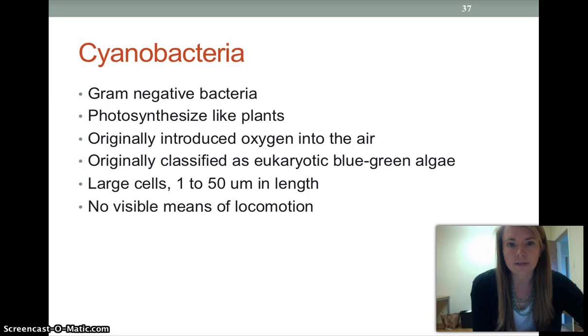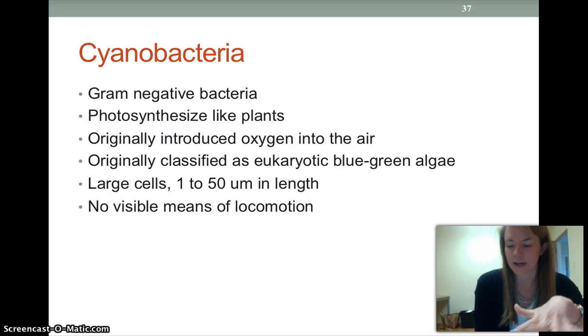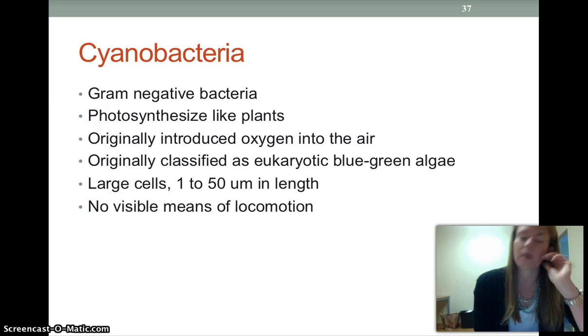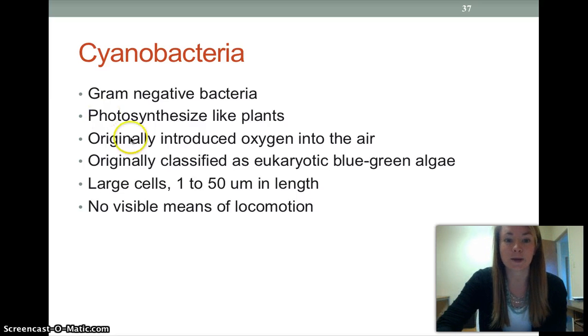They are much bigger than other bacteria. They can be 1 to 50 micrometers in length, and they have no visible means of locomotion, although sometimes they can kind of glide around. So go ahead and read on your own about the other characteristics of Cyanobacteria, and that is all you need to know about bacteria.